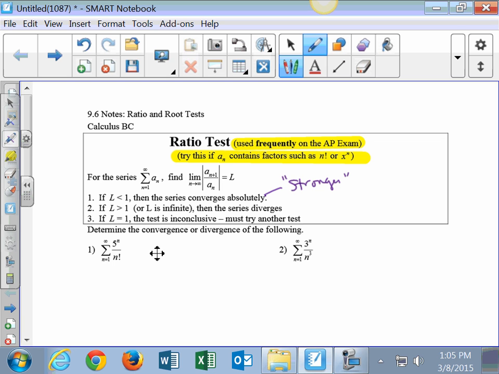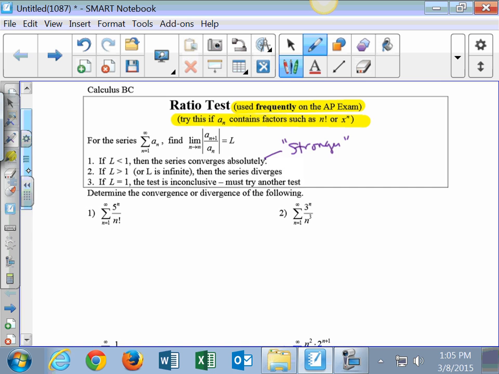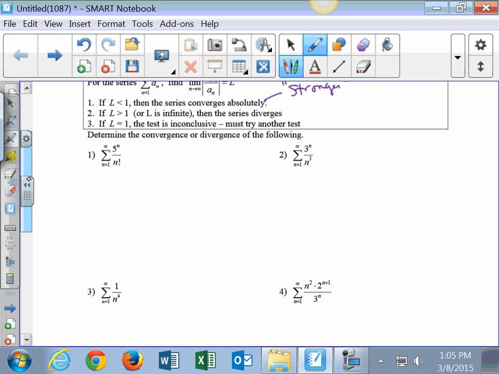If L is greater than 1, or if L is infinity, then the series will diverge. And if L is equal to 1, the test is inconclusive and you must try another test. So we're going to try to avoid that one.